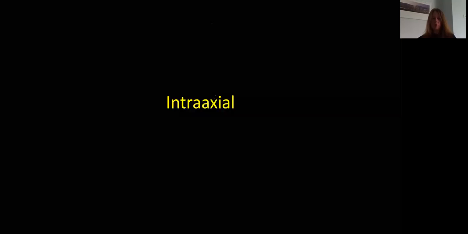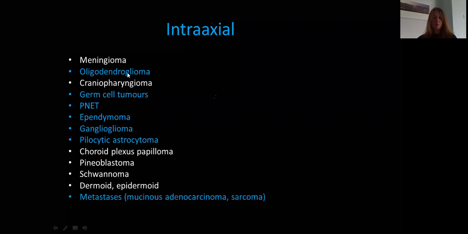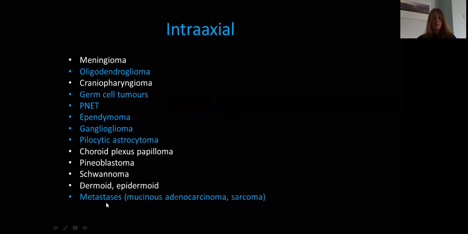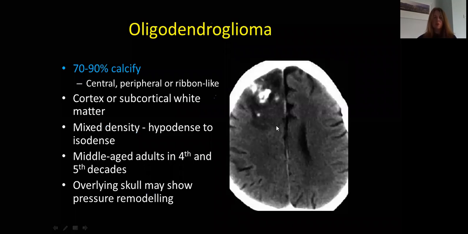Let's move on to the common intraaxial lesions that you might see with calcification. So I've highlighted these in blue. So oligos, very common and also very commonly calcified. Germ cell, PNET, ependymoma, ganglioglioma, pilocytics, and metastases. So I'm going to show almost all of these. I'm not going to show germ cell and PNET, but starting with oligos.